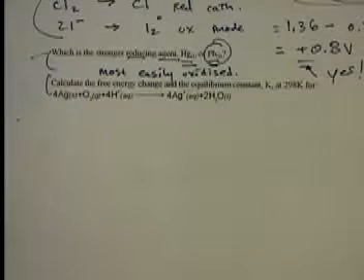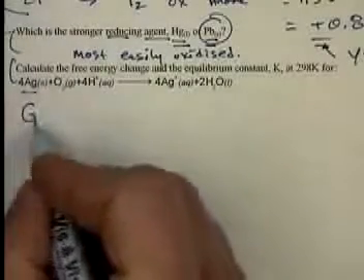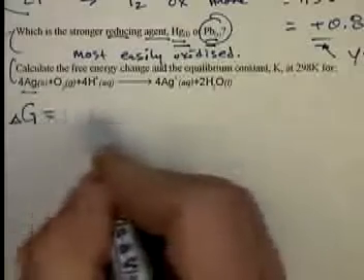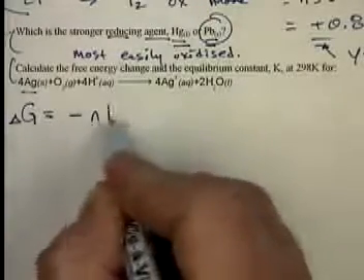Next question says, calculate the free energy change, and the equilibrium constant K at 298 degrees Celsius for this silver reaction right here. Well, the two equations we're going to look at, to find out the delta G, or the free energy change, is equal to negative nFE.